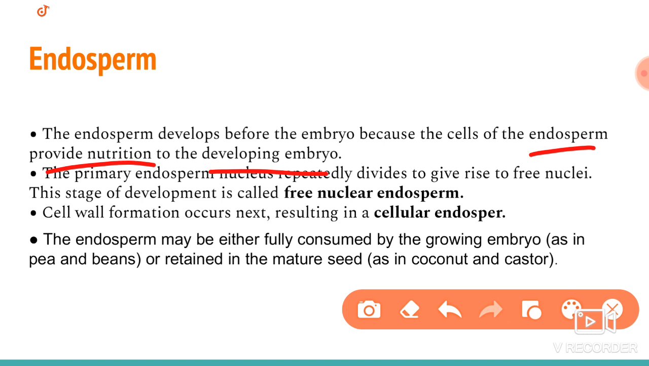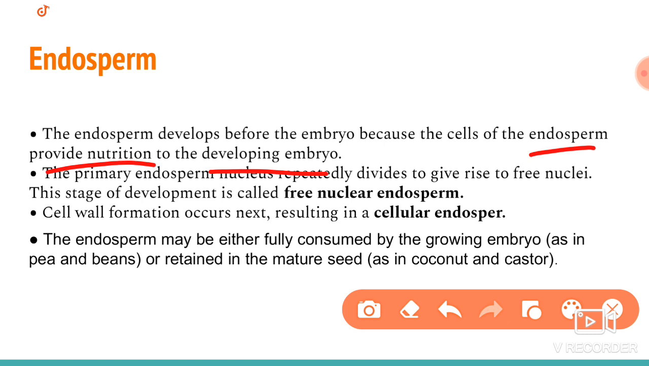These endosperm cells mainly contain nutrition. They are nutritious in nature. It depends on different species. Either they mainly contain starch, or oil, or protein. Different nutrients they have.